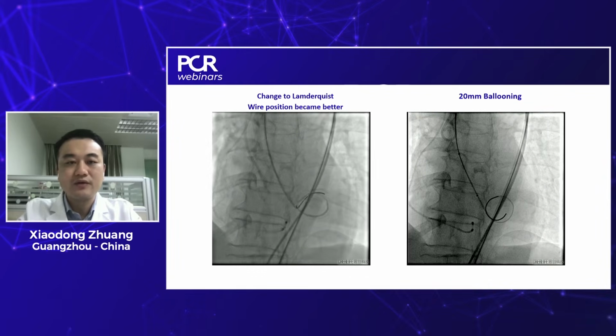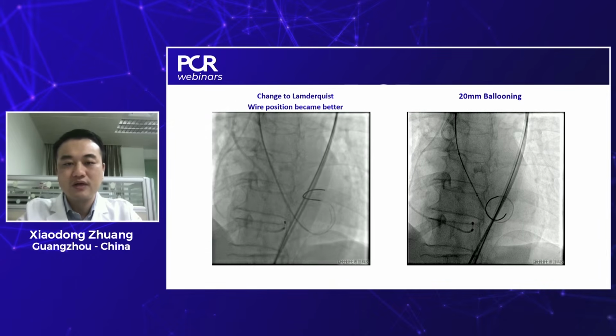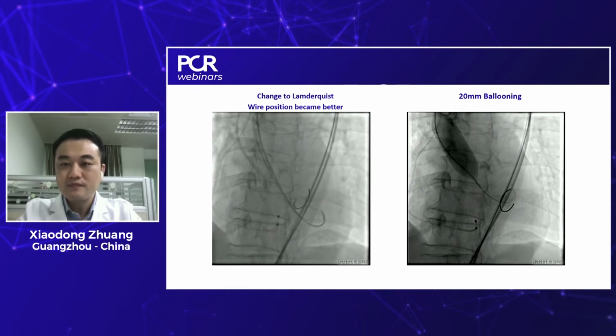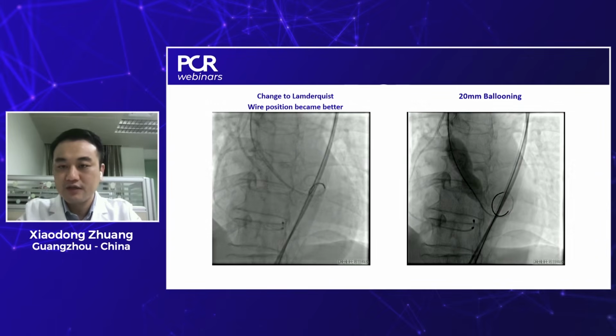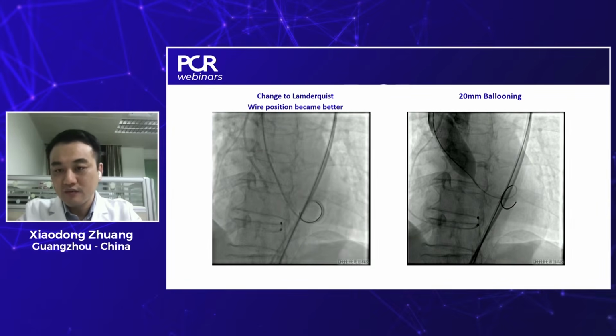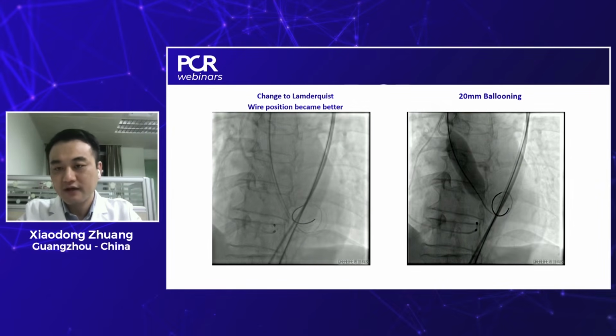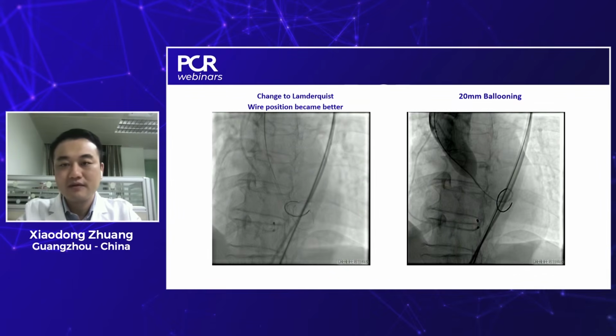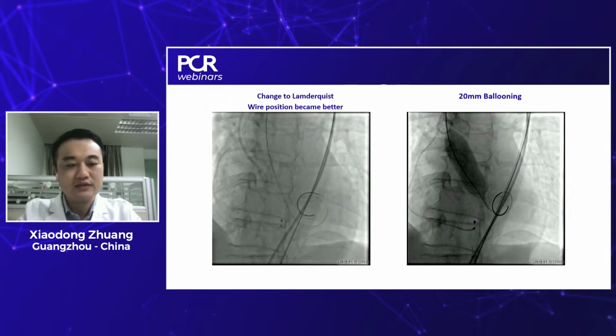So we changed to a Lunderquist wire. After we changed to the Lunderquist, I think the position of the wire looked better than the Super Stiff, and we could do it very smoothly. And here's the dilation. You can see that it's not a good one, but there's only a little bit of waist on the very heavily calcified points, and there's no significant leak there. So 23 -1 is reasonable for this case.